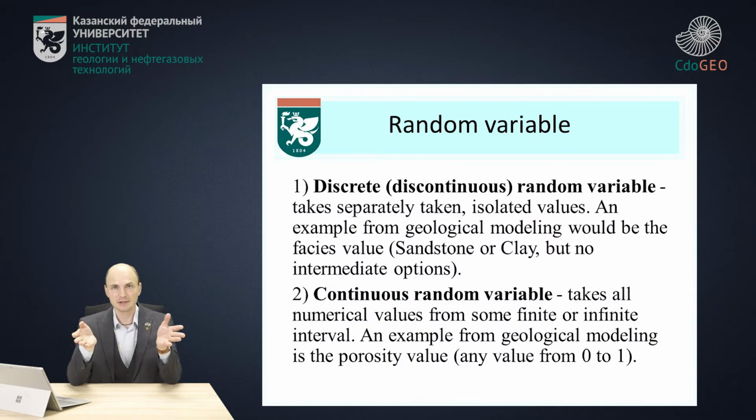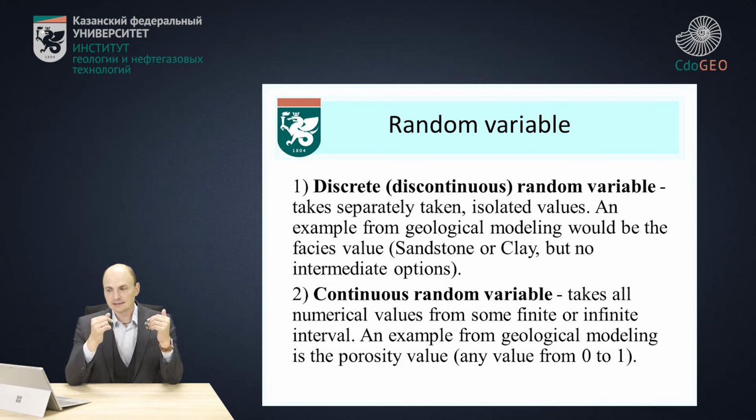Random variables can be of two different types. It can be discrete or discontinuous. In this case, it takes separate values. For example, in case of geology, we can talk about facies. It can be shale, it can be sandstone, it can be limestone. It cannot be like sandy limestone. We settle on certain separate values.